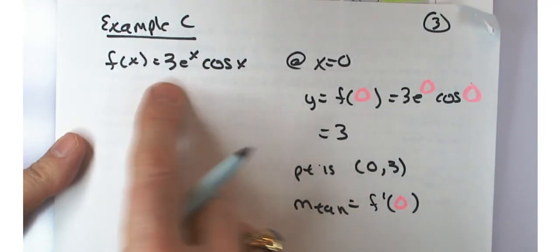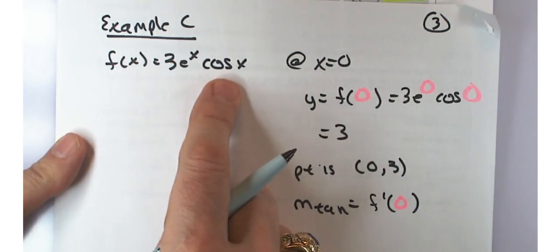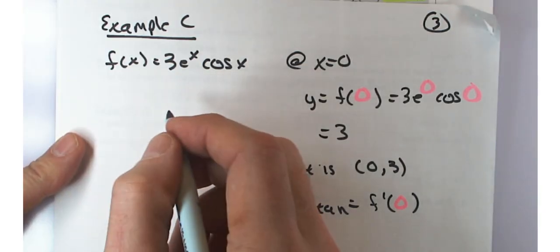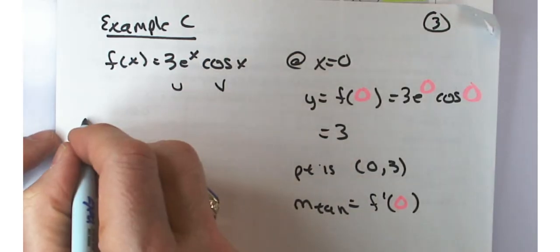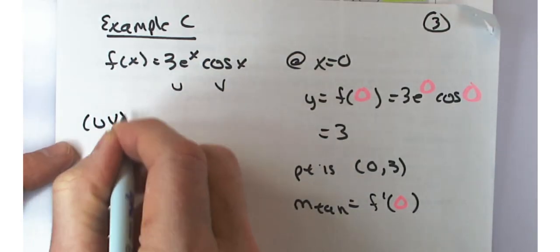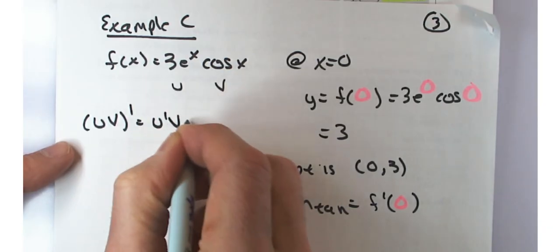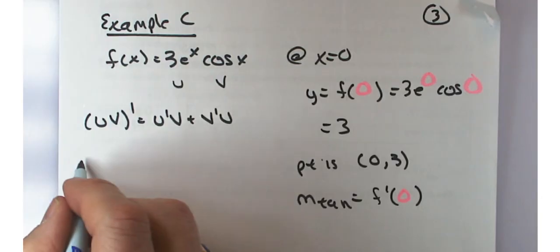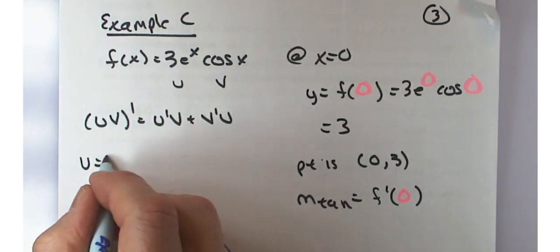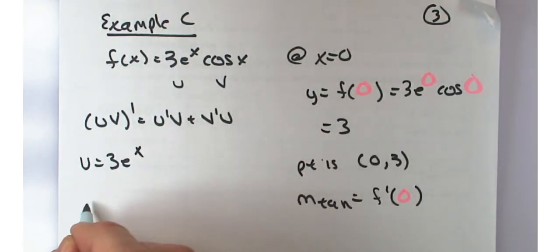What rule am I going to have to use to find the derivative here? Product rule. All right. I'm going to call this a u and a v. The product rule, if I write it with u and v, is going to be u prime v plus v prime u. Okay, good. So let's write these down. U is 3e to the x. V is cosine of x.